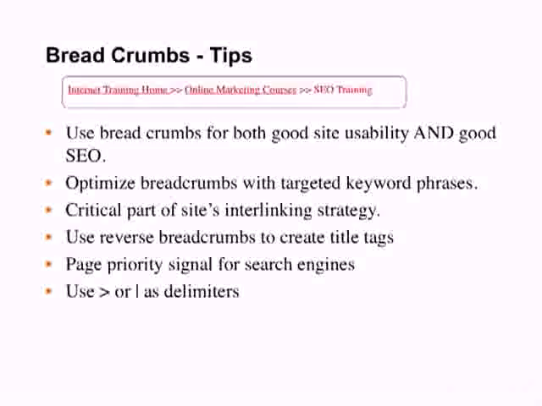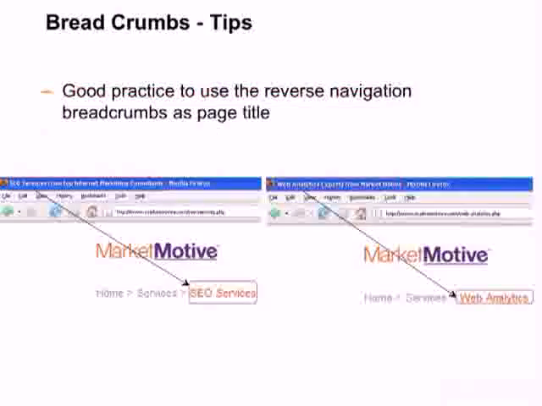We talked before about using reverse breadcrumbs for titles, and the same holds true here. We want to use the reverse of our title tags for our breadcrumbs, using the greater than symbol or the pipe. These are some of the best delimiters for breadcrumbs. It's good to use, again, the reverse navigation of your title tag, and here's a couple examples of how we would do that.